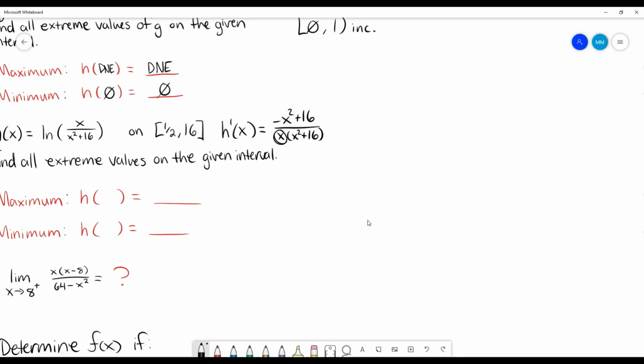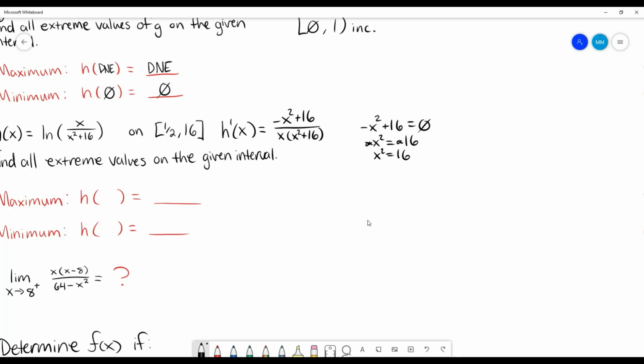So the only reason my denominator would equal 0 is if x equals 0, but that's not even on our interval, so we're not going to try that. So I know that this derivative equals 0 when the numerator equals 0. So now it's negative x squared equals negative 16, because I subtracted 16 from both sides. Well, they're both negative, so I can just cancel that, right?